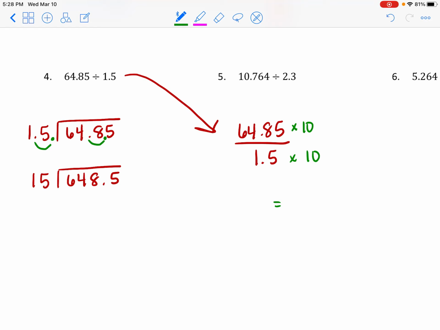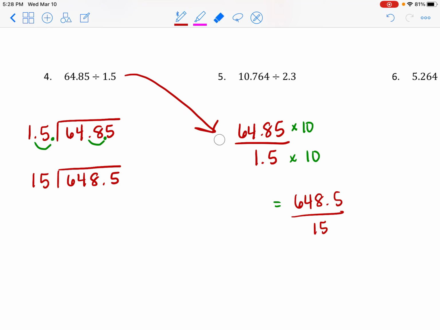Now what happens if I multiply 64.85 by 10? Well, what happens is my decimal moves 1 time. So my decimal moves 1 time and becomes 648.5. And the same thing's going to happen at the bottom when I multiply by 10. It becomes 15. So the reason I'm allowed to move my decimal the same number of places in my numerator and denominator is because it's just like multiplying the top and bottom of a fraction by 10.